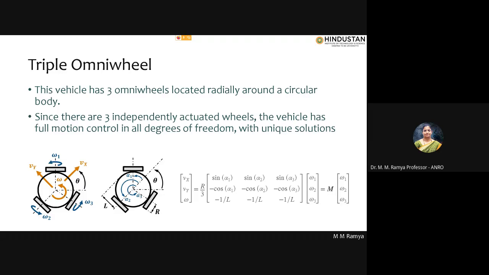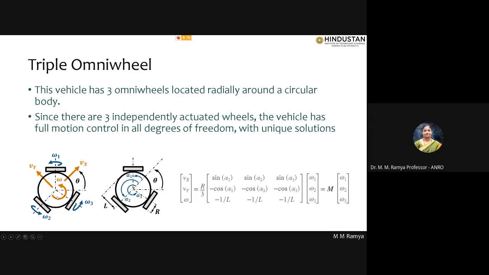If that is the case, then the forward kinematics equation is given as shown here. What you see here as a matrix is the homogeneous matrix that we would get for a triple omni-wheel robot. So what do we understand here? Now we have three velocities for the three wheels, right? Which are represented here as omega 1, omega 2, and omega 3.